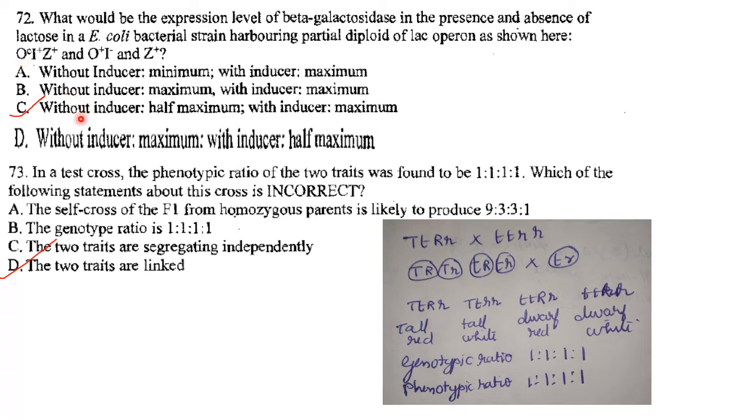So with the inducer, that is over here, it will be maximum. With inducer present, it will be maximum, and without inducer, it will be half maximum. So the answer here is option C.